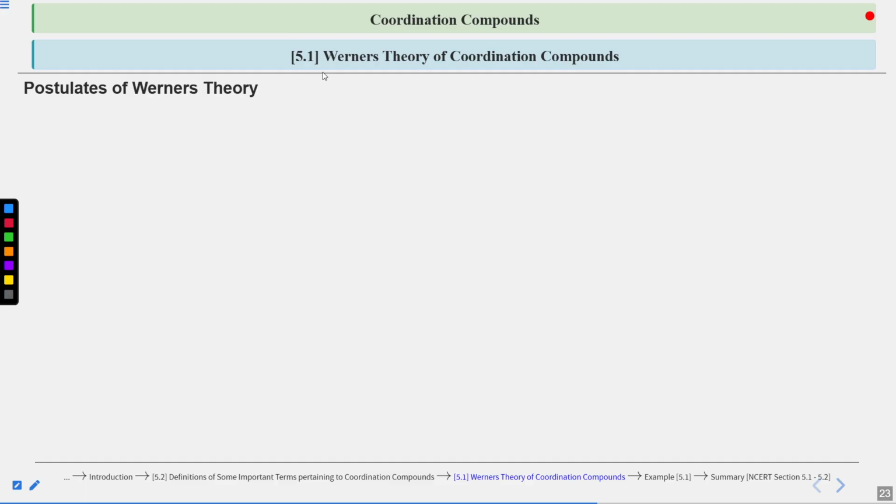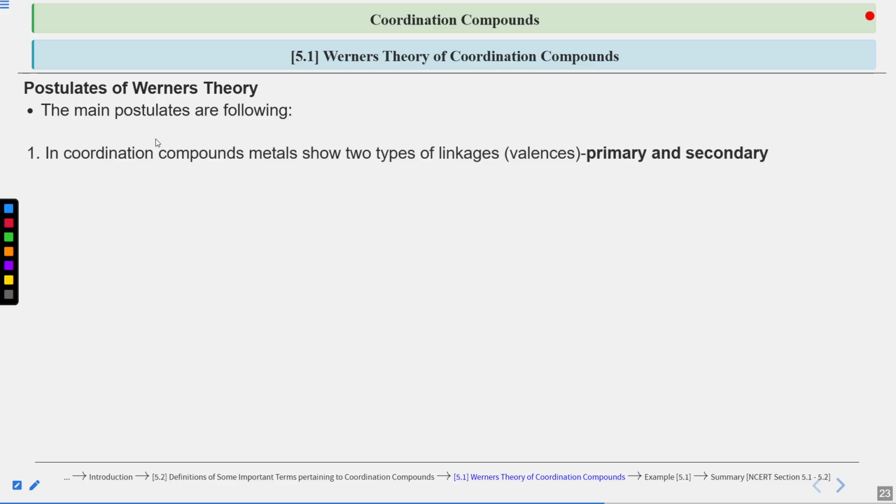Let's see section 5.1, Werner's theory of coordination compounds. We have studied some important terms which are going to be used in the explanation of Werner's theory of coordination compounds. So the postulates of Werner's theory. The main postulates are the following. First, in coordination compounds, metals show two types of linkages, or you can say valences: primary and secondary.